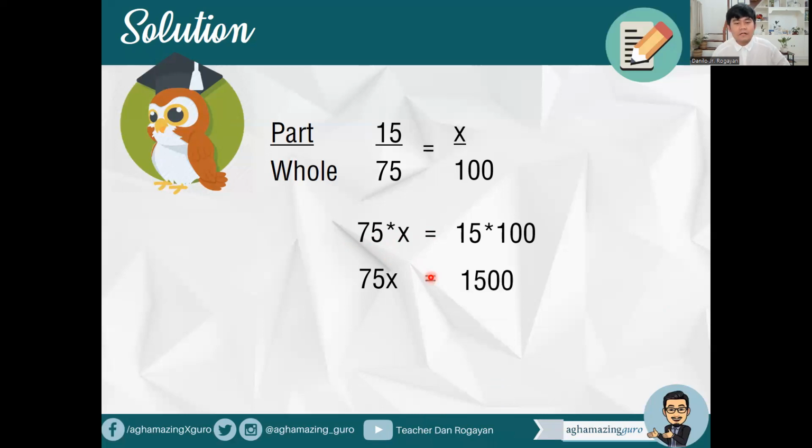Okay. So for us to be able to get the x, we will just divide them both by 75. So x is equal to 1,500 divided by 75, which is 20. So that is 20%. So our answer here is 20.